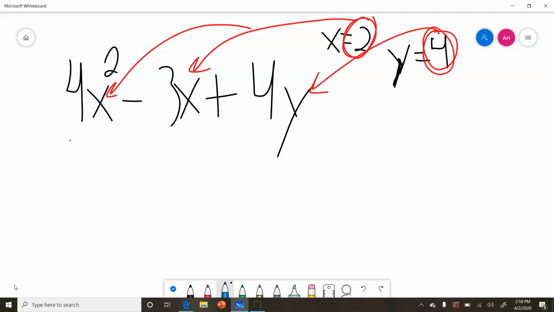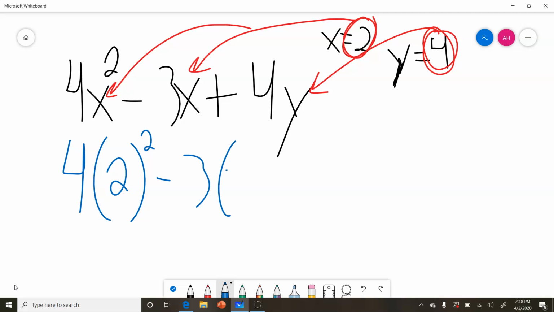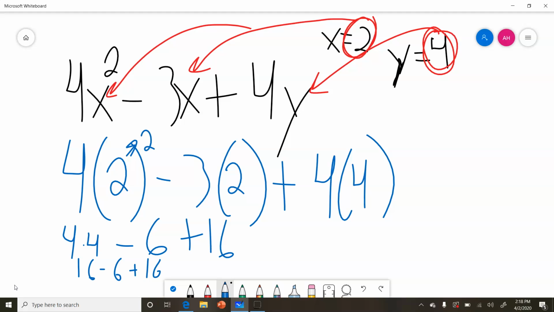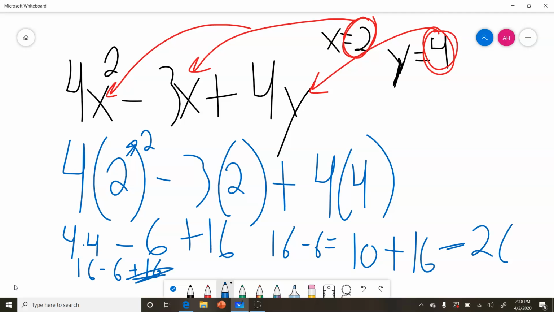So now we rewrite this as 4, and then parentheses, 2 squared, minus 3, parentheses, times 2, plus 4 times 4. Now 2 squared is 4, so we have 4 times 4, minus 3 times 2, which is 6, plus 4 times 4, which is 16. So 4 times 4 simplifies to 16, minus 6, plus 16. 16 minus 6 equals 10, and 10 plus our final 16 equals 26. So our answer would be 26. That's really not too bad.